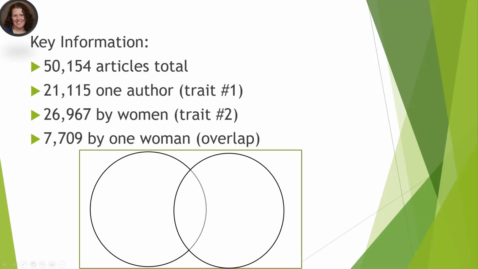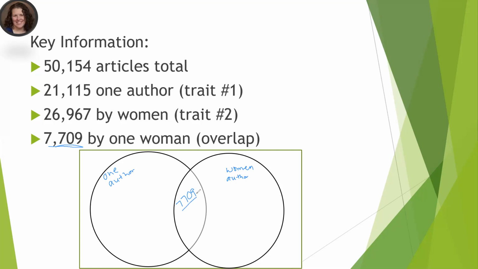And I've also identified that I have the overlap. So the overlap I'm going to start with first, and I'm going to put it in the overlap between the two circles. And I'm going to label the circle on the left one author, and the circle on the right women authors. So that means that this 7,000-ish represents articles by one author and by female authors.